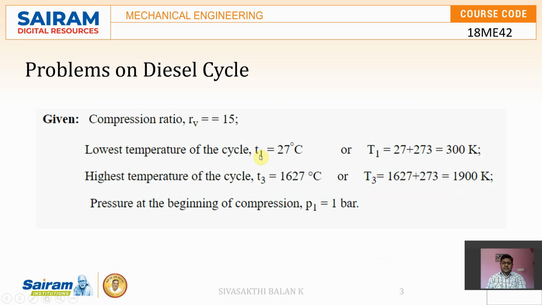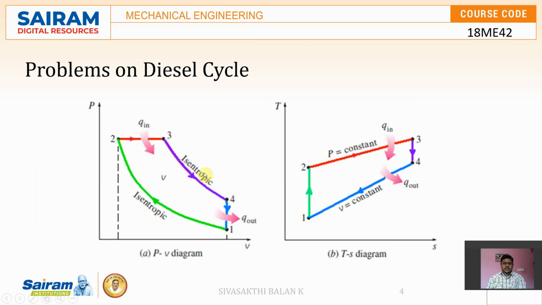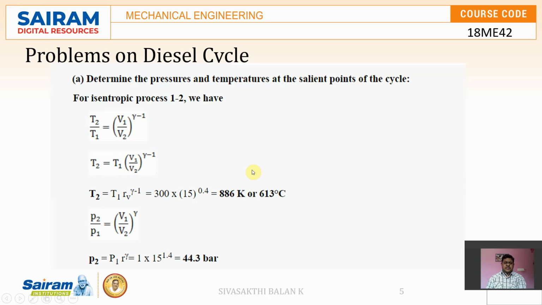So, the lower temperature represents T1, and we convert that into degrees Kelvin. The highest temperature, again converted into degrees Kelvin, comes to 1900 K. They have also given the pressure at the beginning of the compression, that is at point 1, as 1 bar, P1 is equal to 1 bar. This is the PV and TS diagram which we explained in the previous video. Now, let us first find the temperature and volume at all the states, that is points 1, 2, 3 and 4.